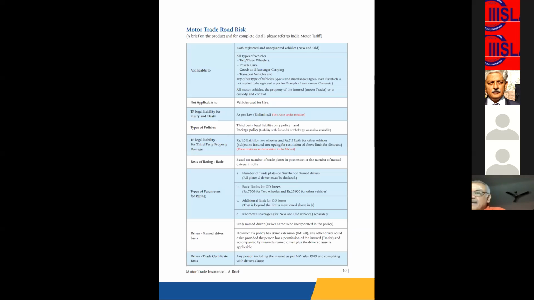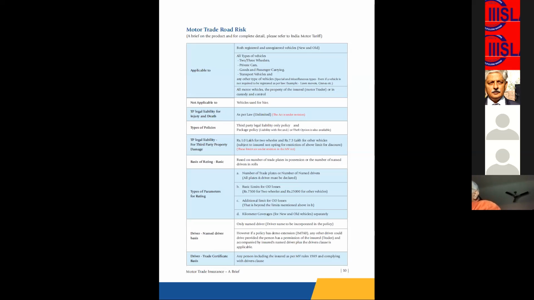This is a table in which you can see this product is applicable, in the first box, to registered vehicles as well as unregistered vehicles, new and old vehicles. It is applicable to all kinds of vehicles, be it a two-wheeler or a transport vehicle or even heavy, special and miscellaneous types of vehicles. Any vehicle, even if it is not to be registered, can be insured under the type of vehicle.